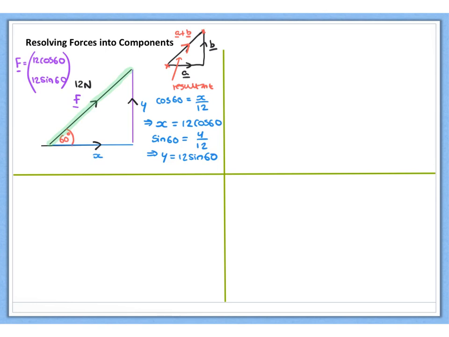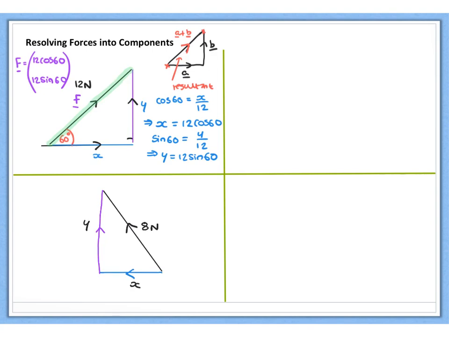So let's see if we can do that again with another example. Here's my force. Look at the direction of the arrow because that's very important. And the force is of magnitude 8 newtons. Let's now draw in the components. I'm going to go from the start of the force horizontally to get a horizontal component. And then I'm going to go up vertically to the end of the force, so I get a vertical component as well. We'll call them X and Y.